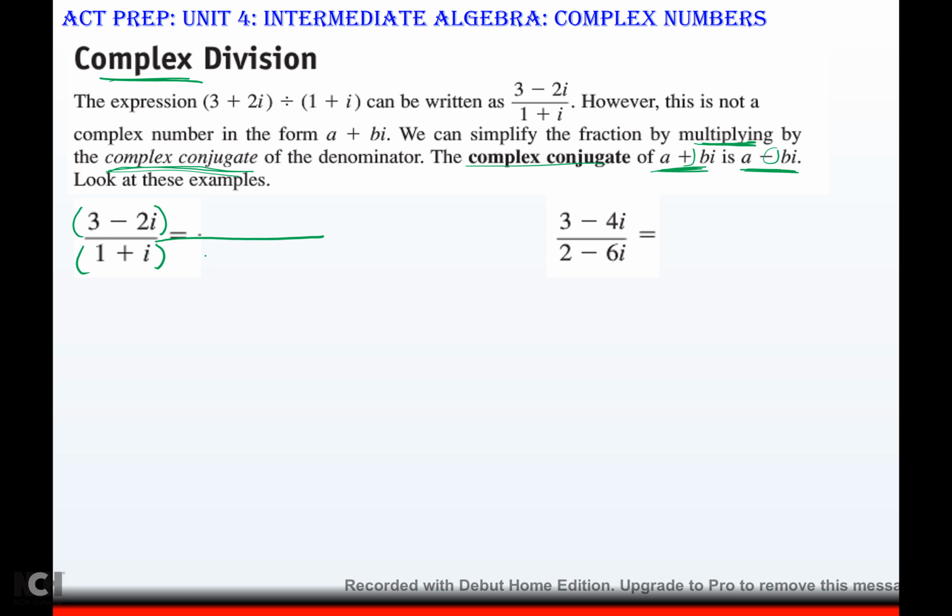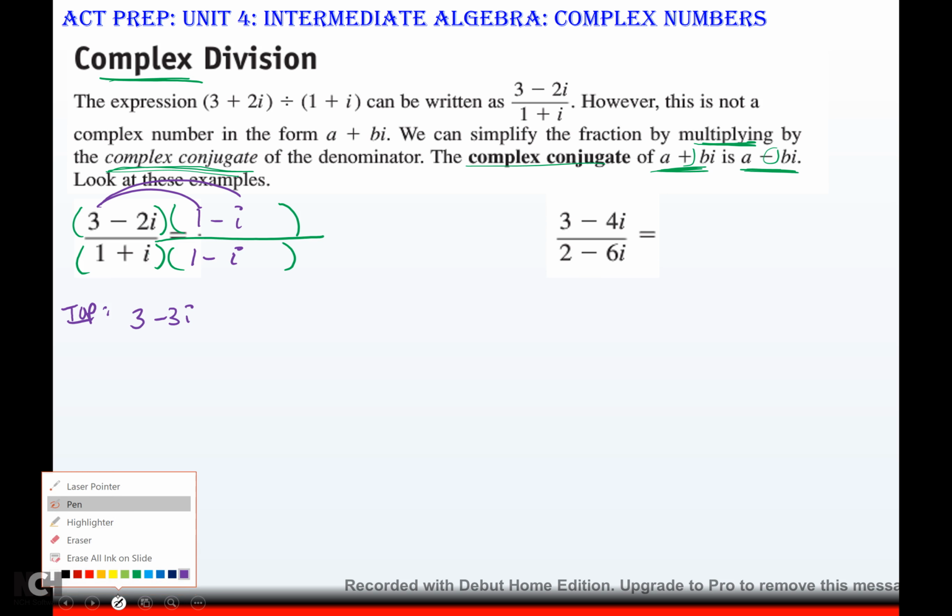So the rule says you multiply the top and the bottom by the conjugate of the bottom, because conjugates kill i's. The conjugate of 1 plus i would be 1 minus i. But if I do it on the bottom, I have to do it on the top. So on top, I'm going to have 3 times 1 is 3. 3 times a negative i is negative 3i. Negative 2i times 1 is negative 2i. Negative 2i times negative i is negative 2i squared.